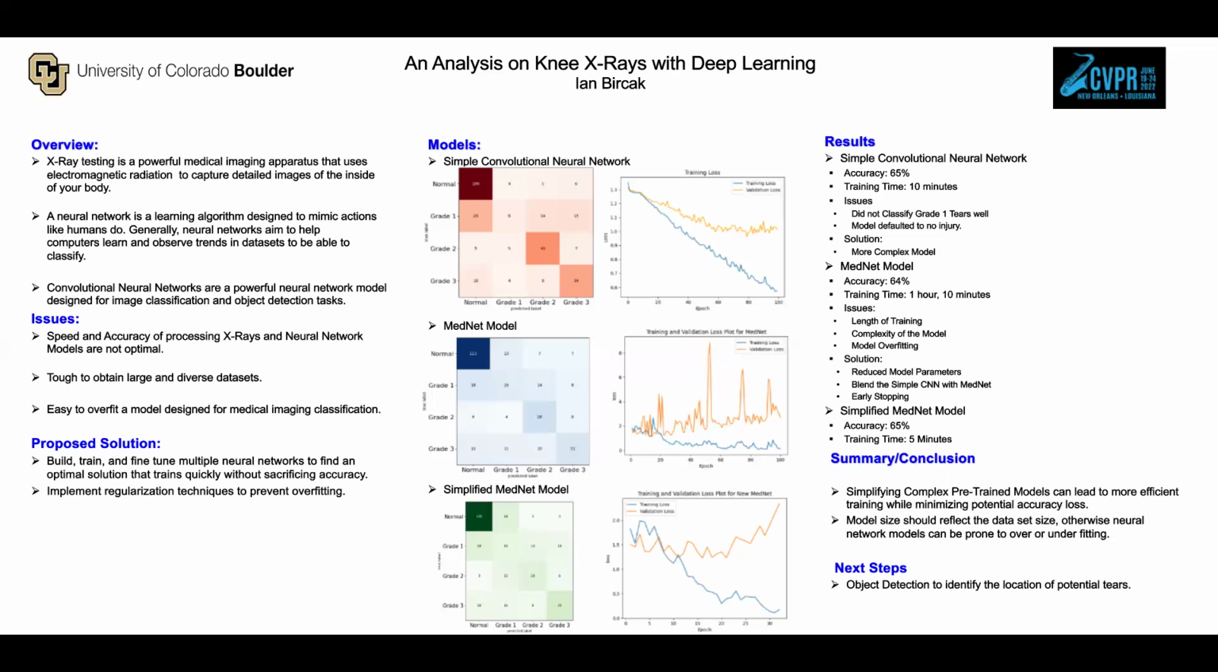So for the simplified MedNet model, we took out some of the layers and we added early stopping. Early stopping is a mechanism that allows the model to stop training when the validation loss does not improve after a certain amount of time. Actually, when we look at the training and validation loss, it stops at around epoch 32, which completely cuts the training time to about 5 minutes, which is even faster than the simple convolutional neural network.